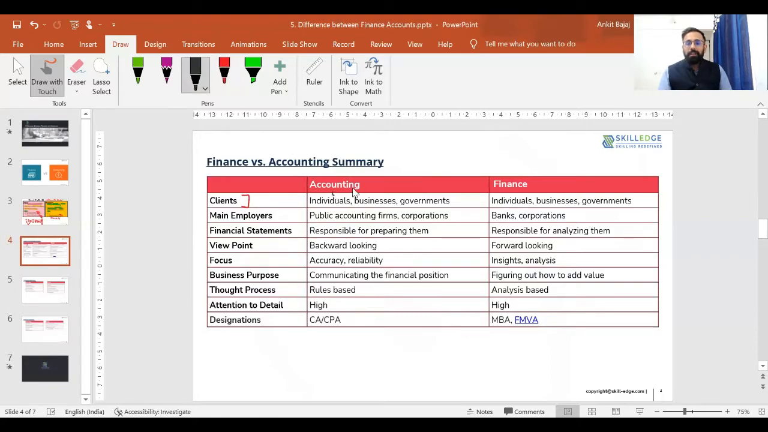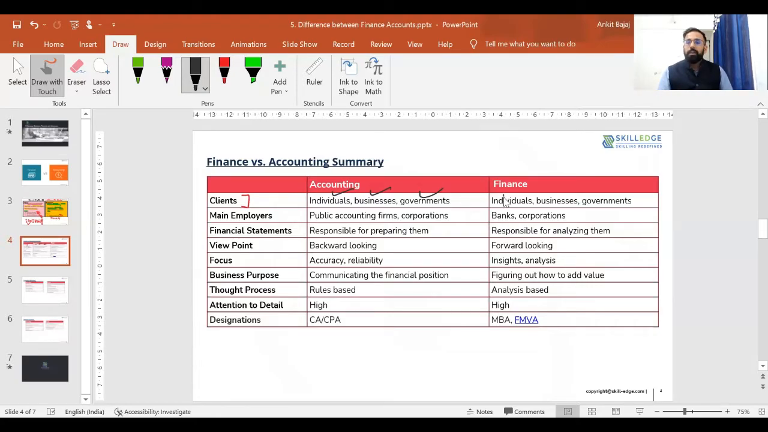So your clients will be individuals, businesses, and governments, right? An individual can be Mukesh Ambani, or it can be you. If I talk about businesses, they can be Reliance, Tata Limited, JP Morgan. These are all businesses. Governments also require these kinds of services, so they also appoint some people as accountants.